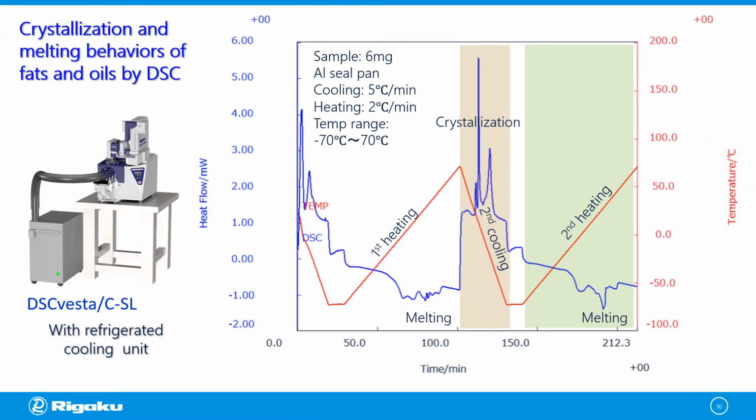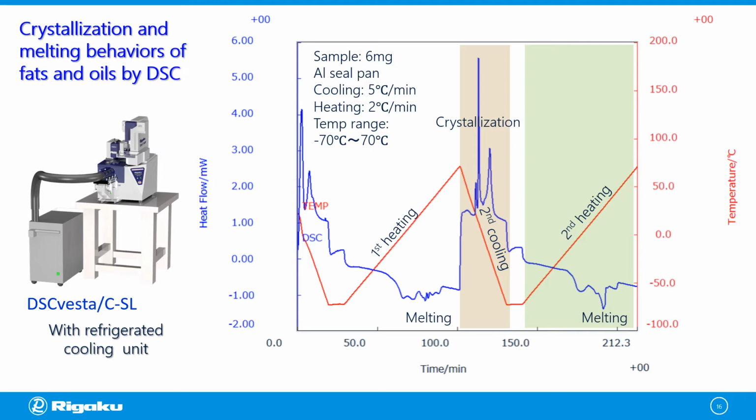The measurement conditions on analyzing the crystallization and melting reactions of fats and oils by DSC are written on this slide. We used an aluminum seal pan where we prepared a 6 mg sample amount, heating the sample at 2 degrees centigrade per minute and cooling at 5 degrees centigrade per minute, continuously measuring twice.